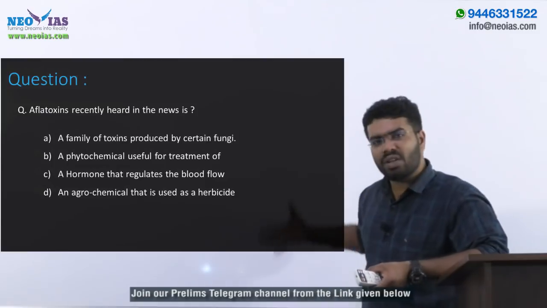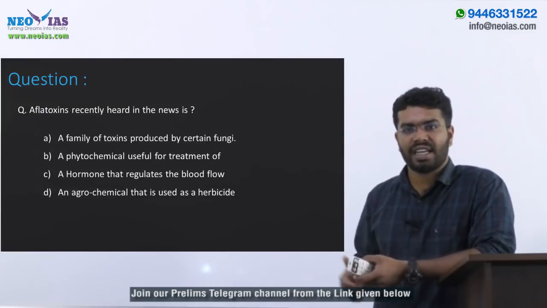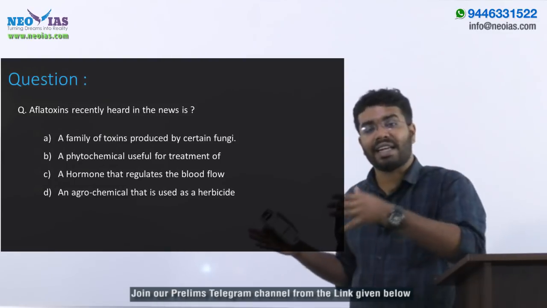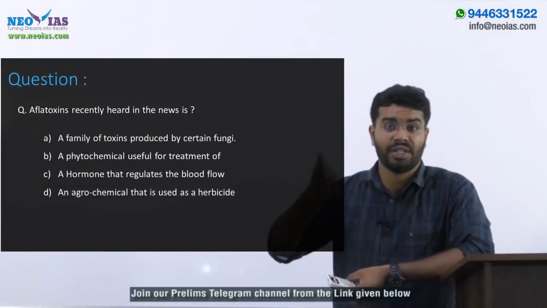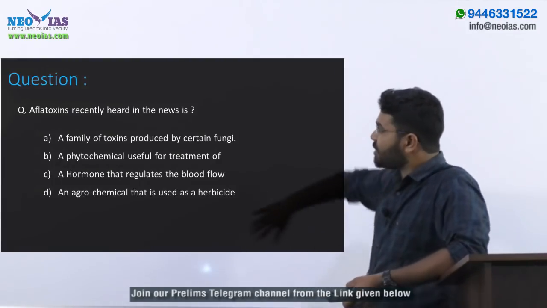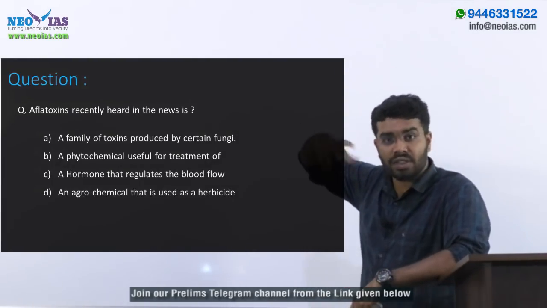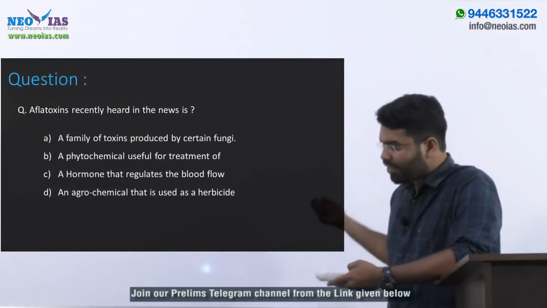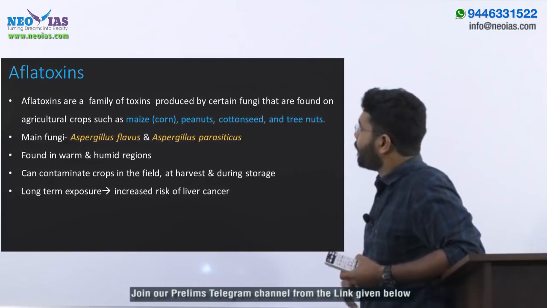So these kinds of microorganisms, fungi, algae, bacteria, etc. have dual use. It can be good utilization, as well as it can harm the environment and harm humans. It will cause fatal, deadly diseases also. So anyways, aflatoxins is a family of toxins that is produced by certain fungi. Now let's have a small brief version of this.